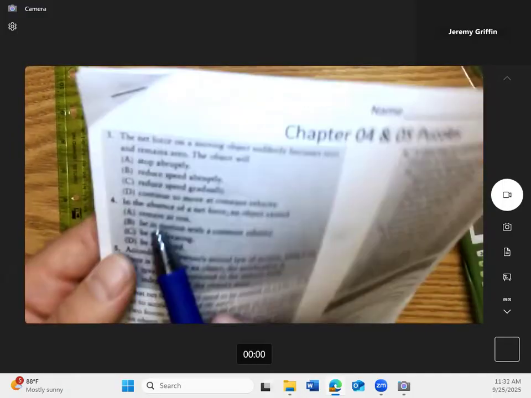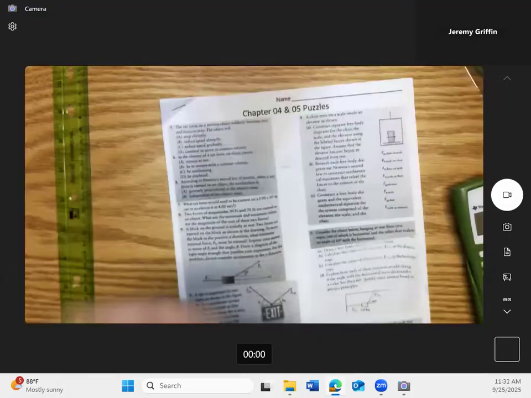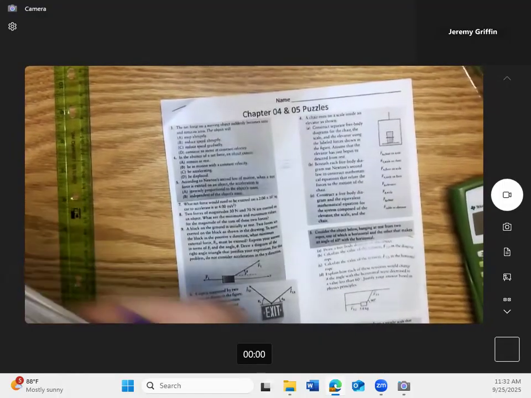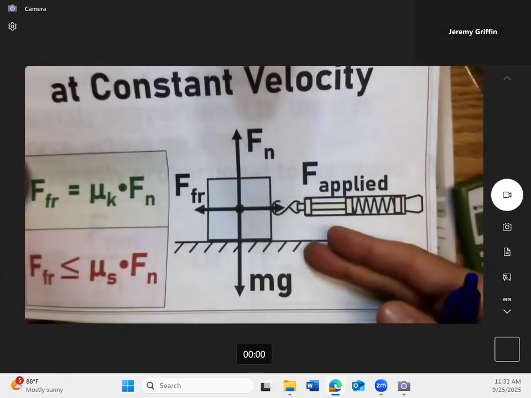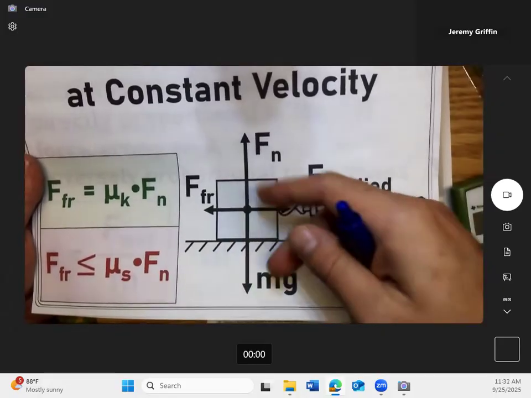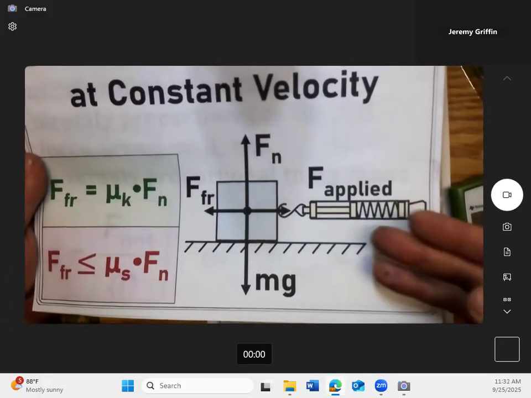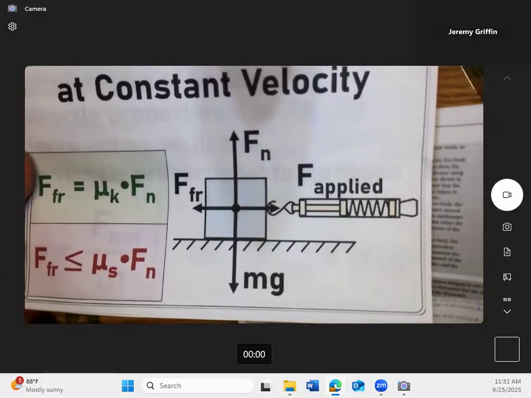Number 4: in the absence of a net force, an object cannot. Now this one tripped me up a little bit just because it's like a double negative. So let's slow down. When it says absence of a net force, could that right there be absence of a net force? Yeah, because there are forces, but they cancel out horizontally, and they can cancel out vertically. So this is absence of a net force. So what can this not be doing? You guys get that? What can this picture not be doing?